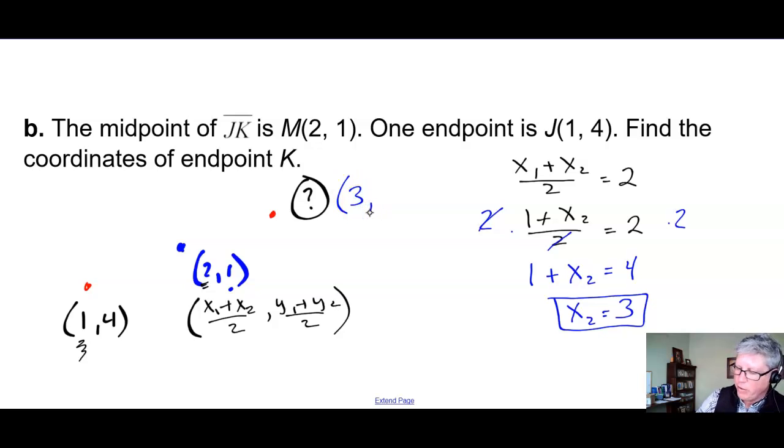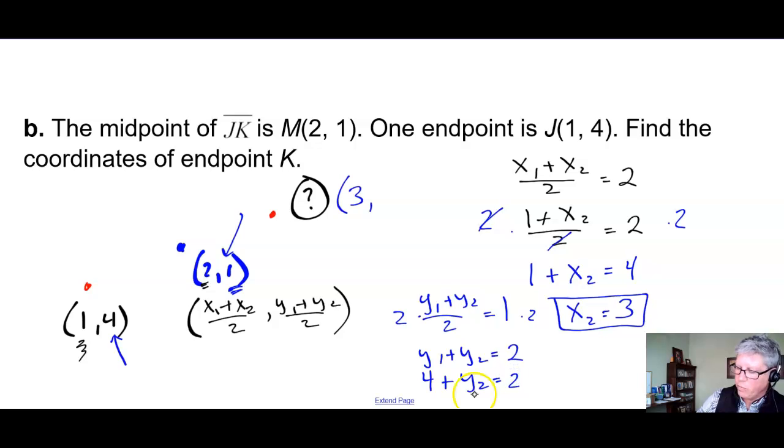I can do the same thing with y values. y1 plus y2 over 2 is going to be equal to our y coordinate, 1. Multiply both sides by 2, and we get y1 plus y2 is equal to 2. Do we know any other y coordinates? You bet. There's that one. So I'd say that's 4 plus y2 is equal to 2. Subtract 4 from both sides, and we get negative 2. So I know that this point is 3, negative 2.